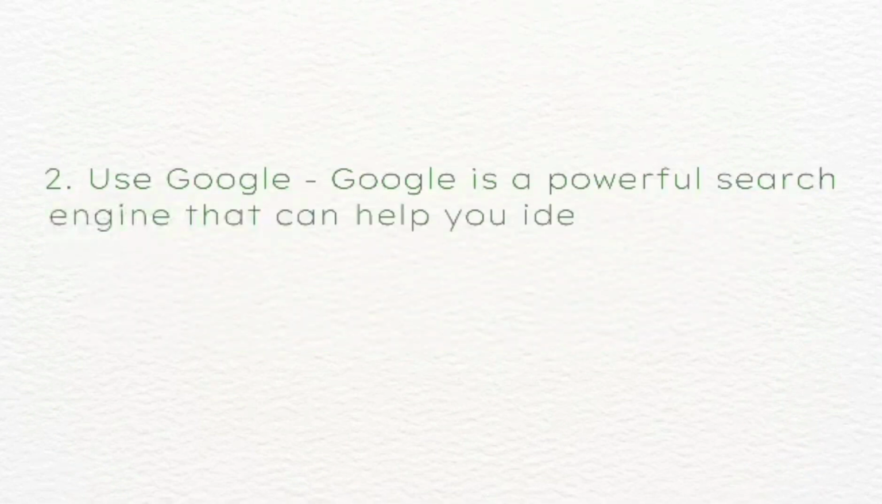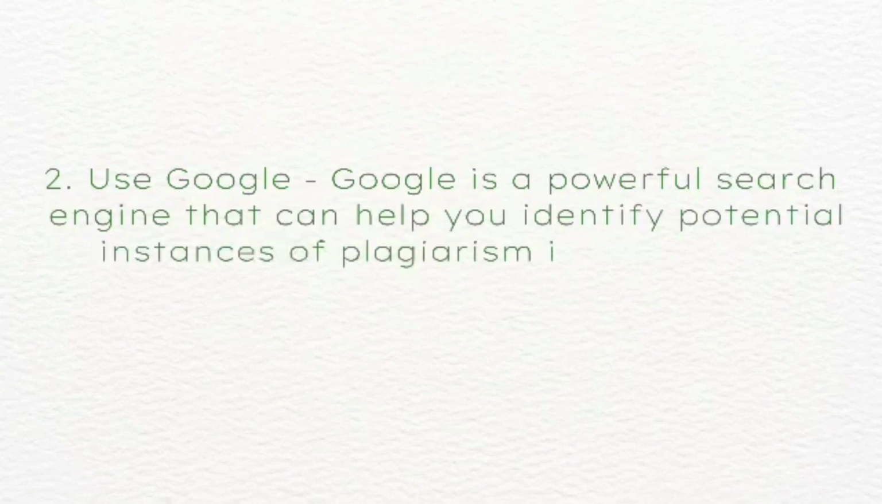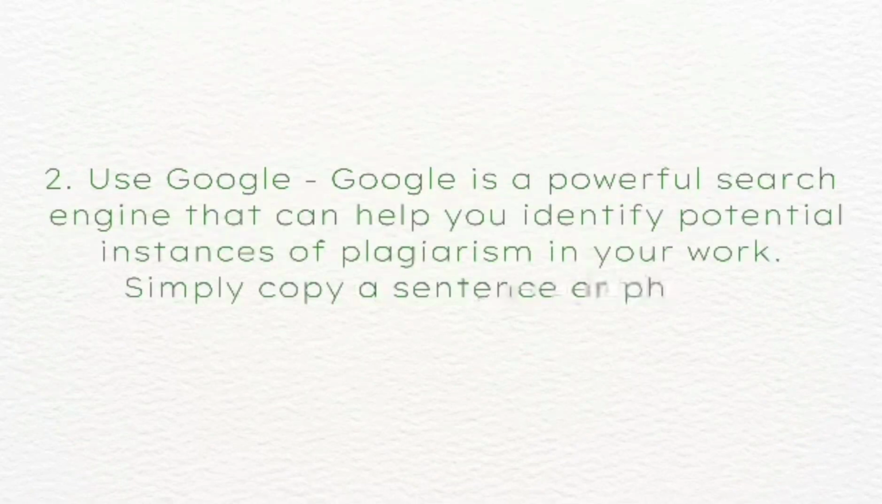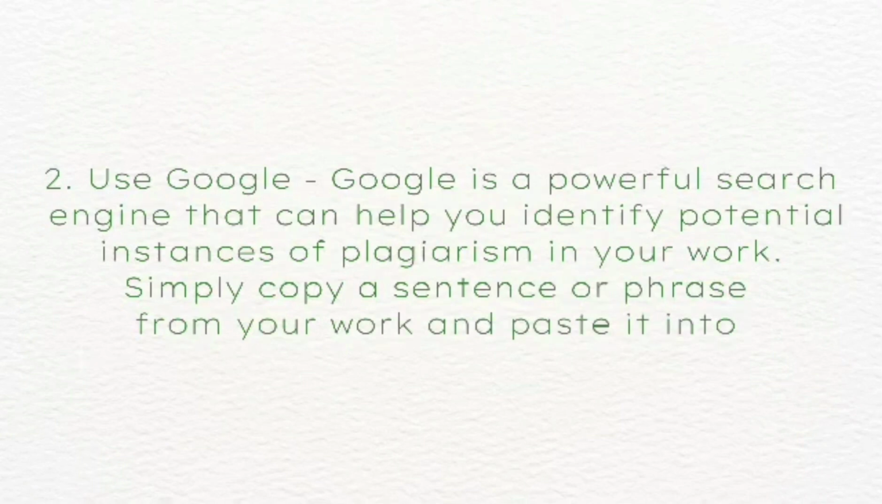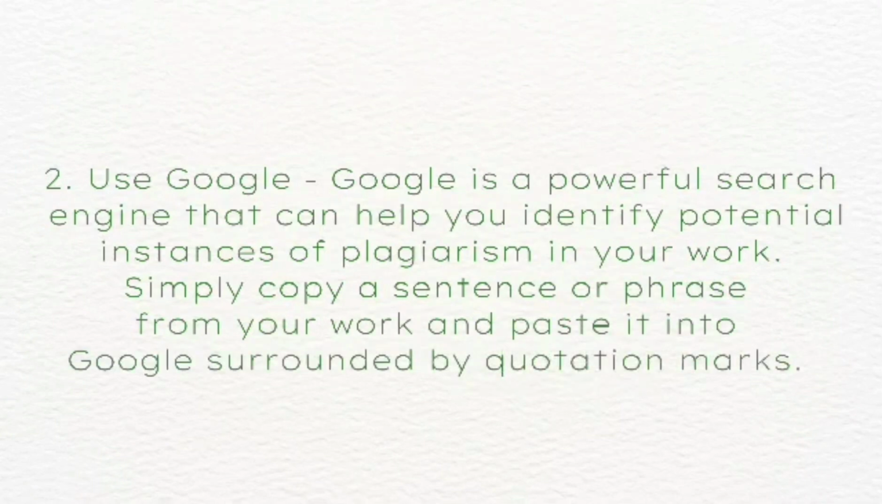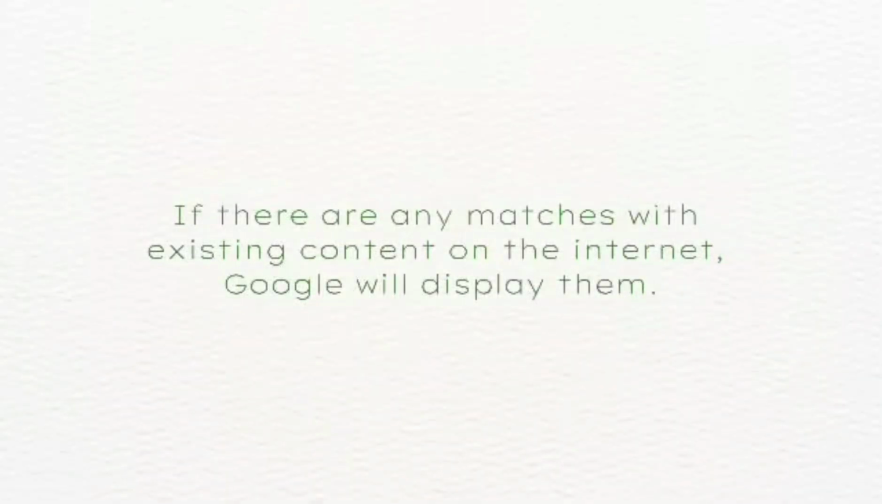Google is a powerful search engine that can help you identify potential instances of plagiarism in your work. Simply copy a sentence or phrase from your work and paste it into Google surrounded by quotation marks. If there are any matches with existing content on the internet, Google will display them.